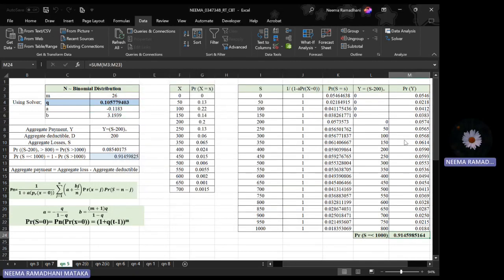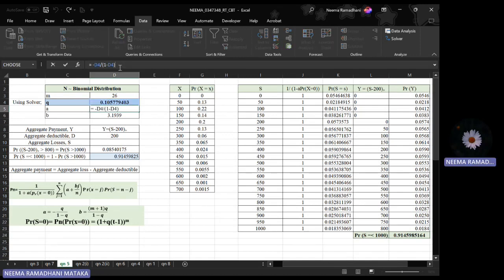My value here is as I wanted. This value is the summation of the probabilities of Y here, and the probability of Y is the same as saying the probability of S minus 200. So the summation from 0 to 1,000 here is the probability of S of 1,000, which will be equal to 0.91459856164. So from that, we've solved for Q, which also solves for A and B. This is because the formula used in A relates to Q. So you see A is equal to negative D, which is negative Q, over 1 minus D, which is Q. And B is the same. B is M plus 1 multiplied by D4 divided by 1 minus D4.